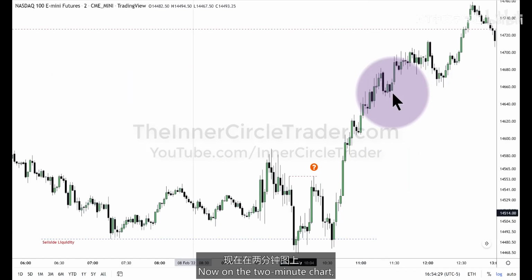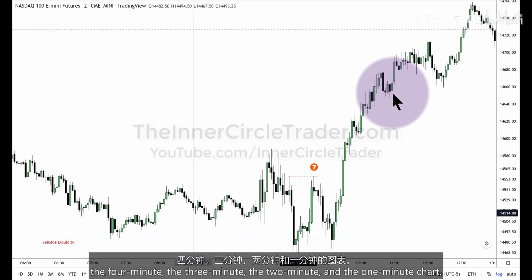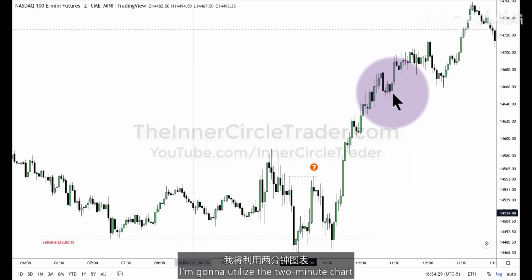Now, on the 2-minute chart, why the 2-minute chart? Well, that's for your homework. You go through the 5-minute, the 4-minute, the 3-minute, the 2-minute, and the 1-minute chart. I'm going to utilize the 2-minute chart because this is what I was using today for my own analysis, okay?